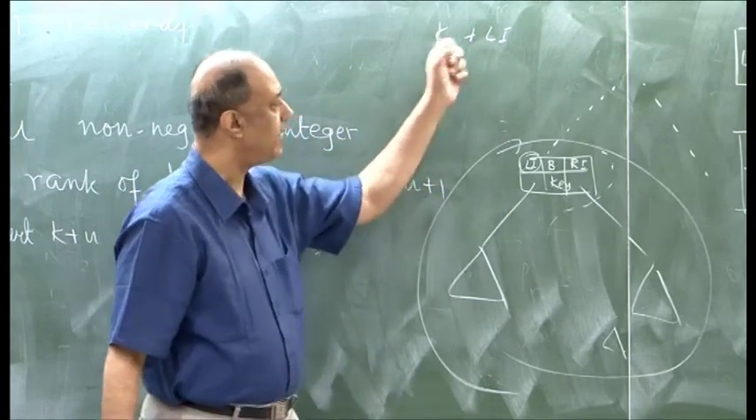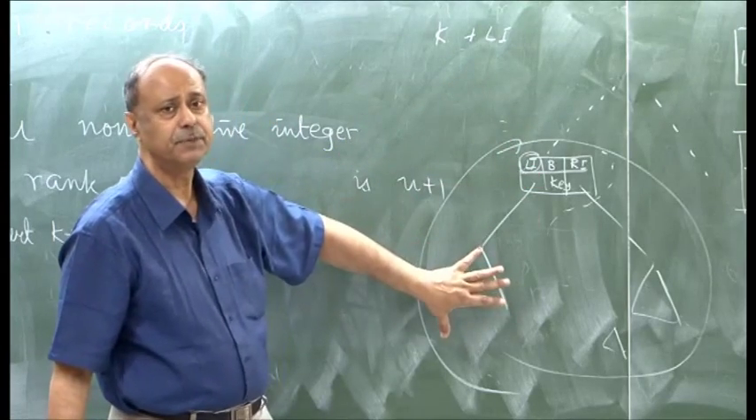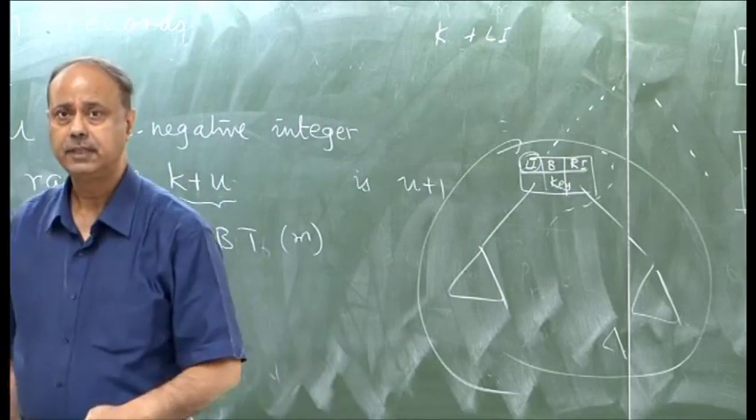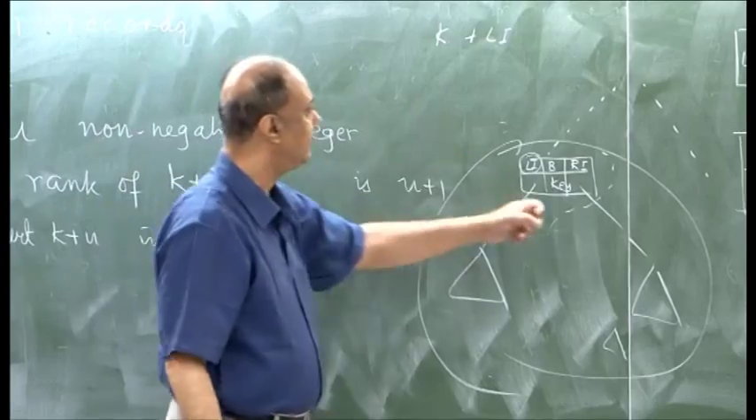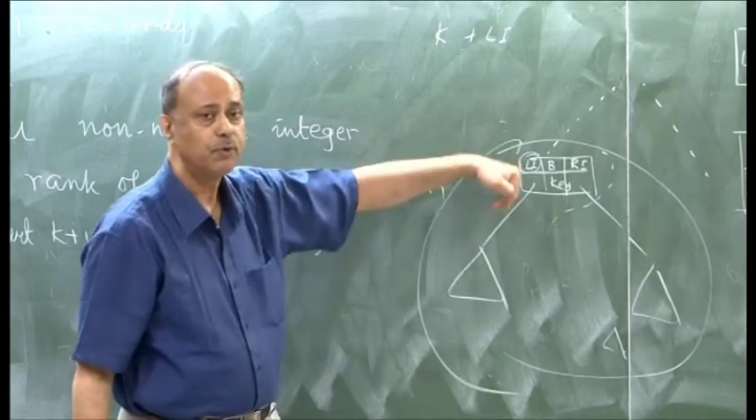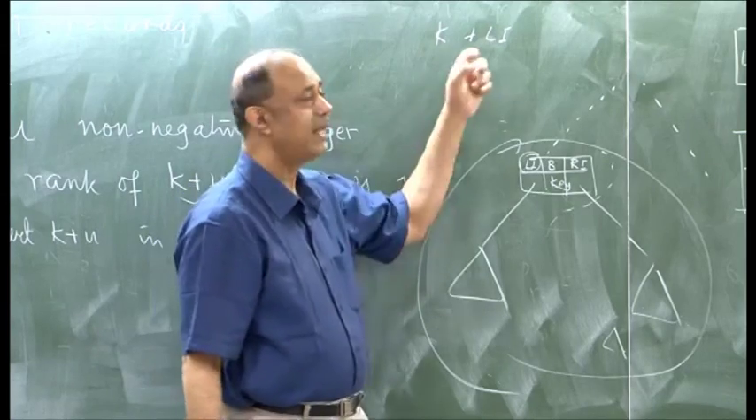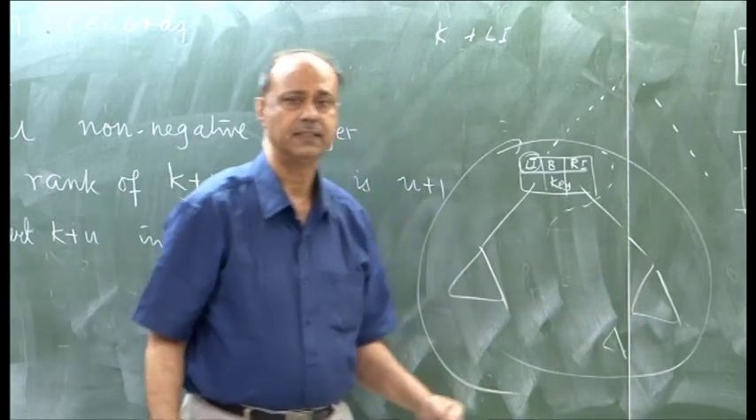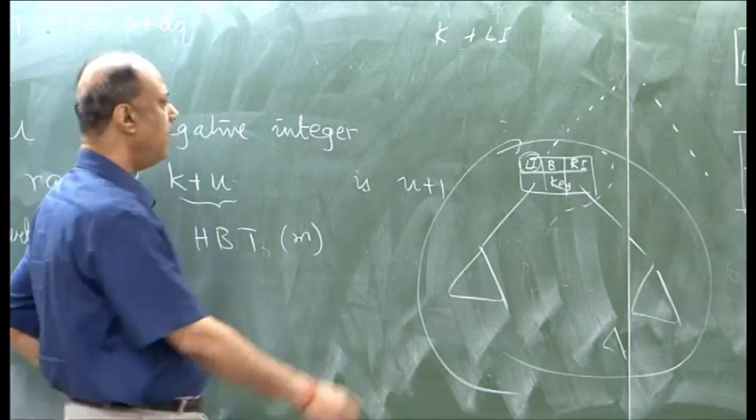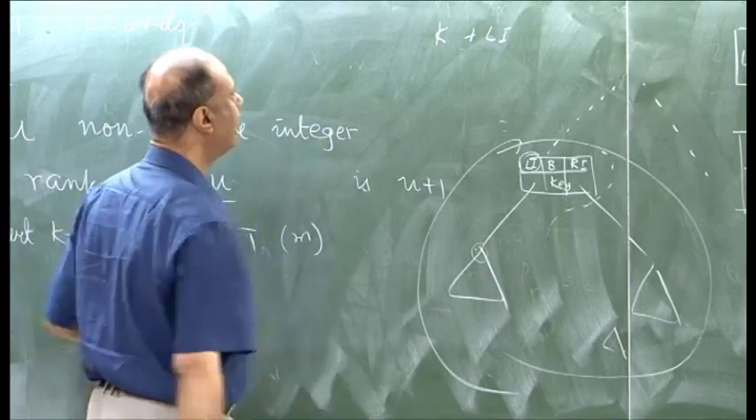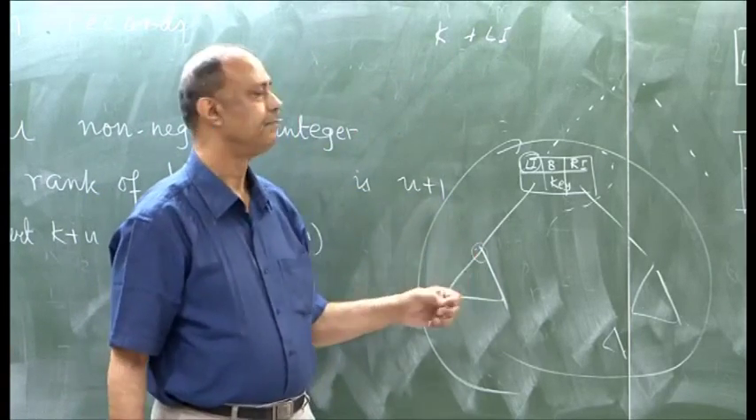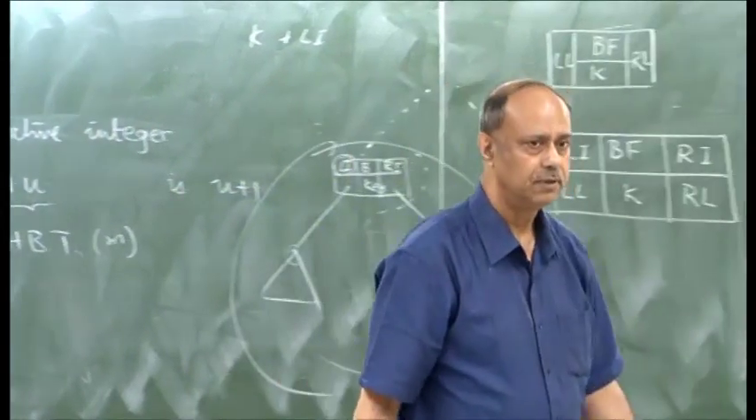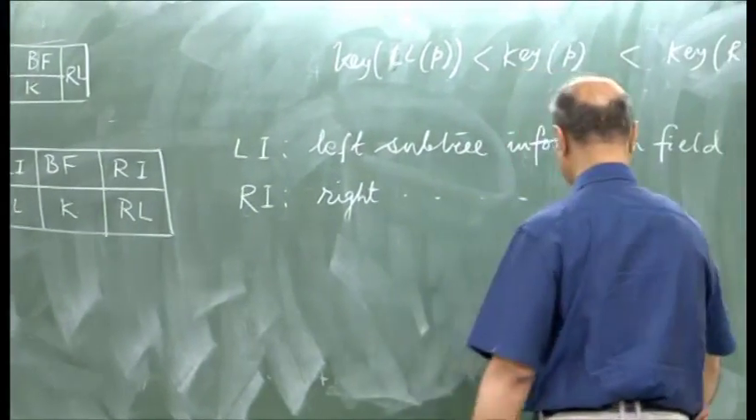Now you check k plus Li, where Li is the left information field. If you find that k plus Li is smaller than this key value, then the path to be followed is this one. If you find that k plus Li is greater than or equal to this value, then you have to follow this path. And suppose I am here, then again your Li is this Li, k plus Li is to be tested, and you follow this path or that path, and so on. Let us consider one example that will help you to understand how it works.